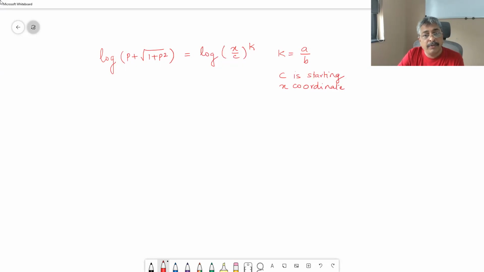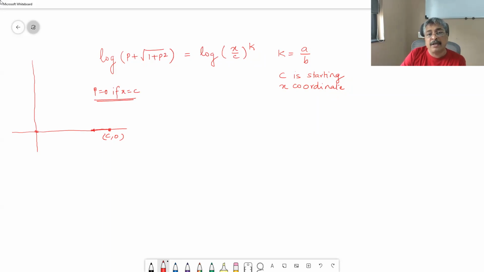Now, how did we achieve this? By substituting the initial condition p is equal to 0 when x is equal to c, because this is (c, 0) and the rabbit starts from here. Therefore, when time t is 0, the slope of the tangent is 0. So p is equal to 0 if x is equal to c. If we substitute this, we get the value of our first constant of integration, and then we get this result.